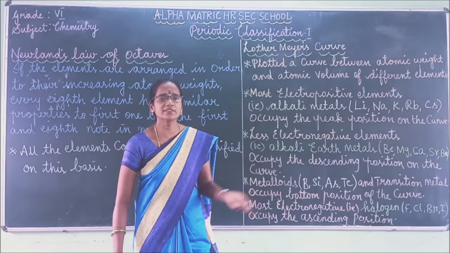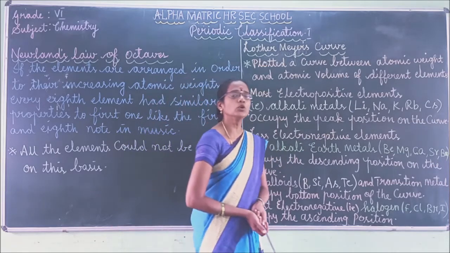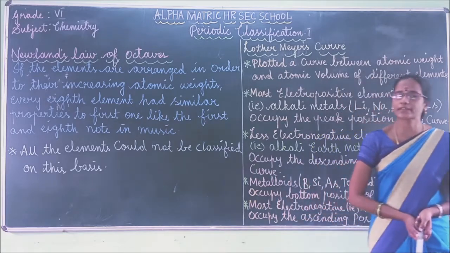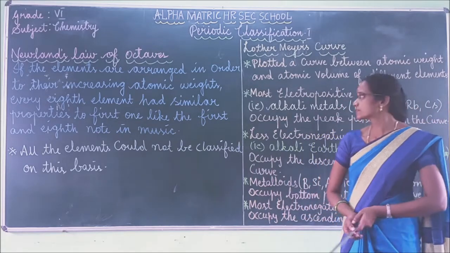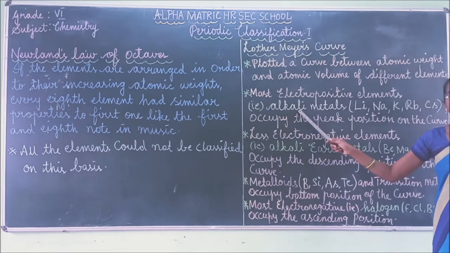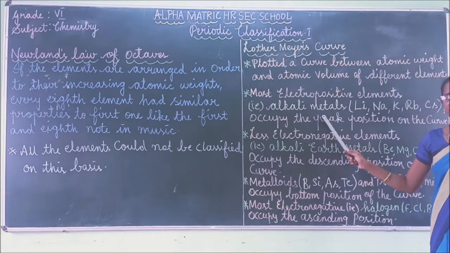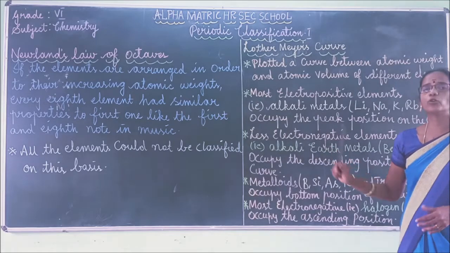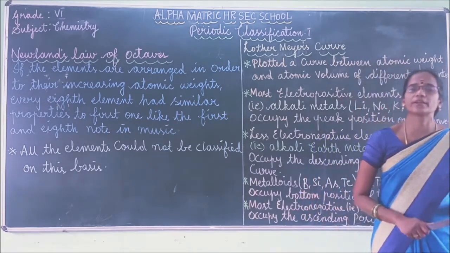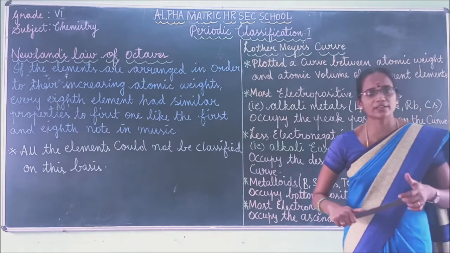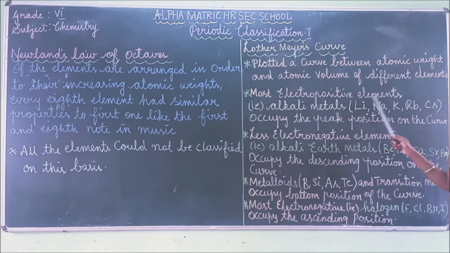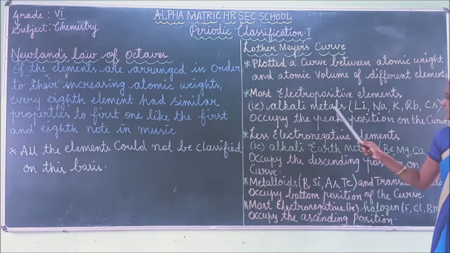Electropositive elements means elements which tend to lose electrons and form positive ions. These are called electropositive elements. So, most electropositive elements, we can call it as alkali metals. In the coming classes, we will learn about what is meant by alkali metals, what are called transition metals, what are the alkaline earth metals, everything we will see, right? So, most electropositive elements, that is alkali metals.